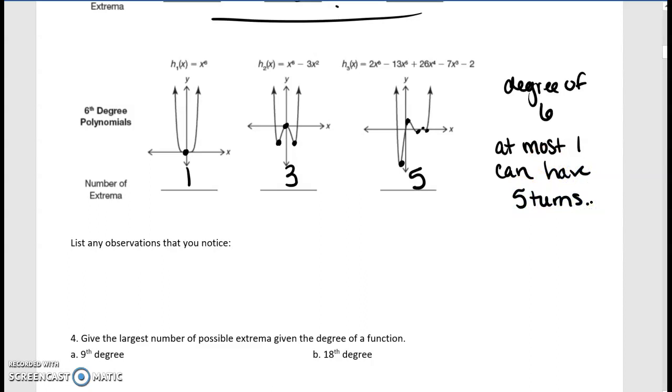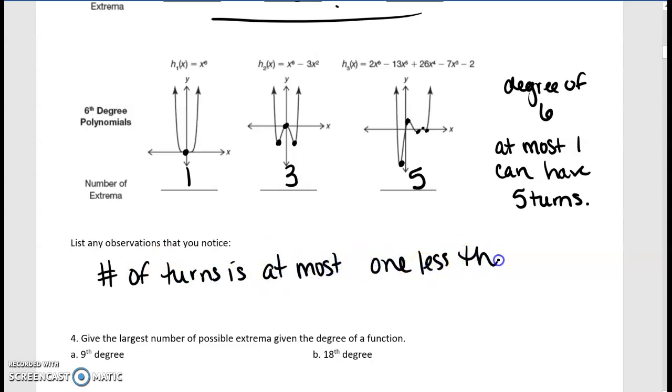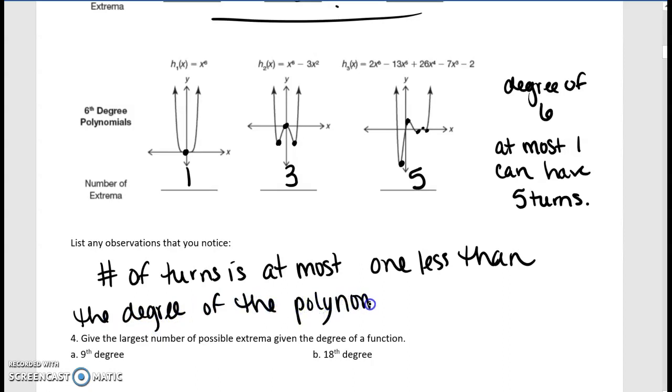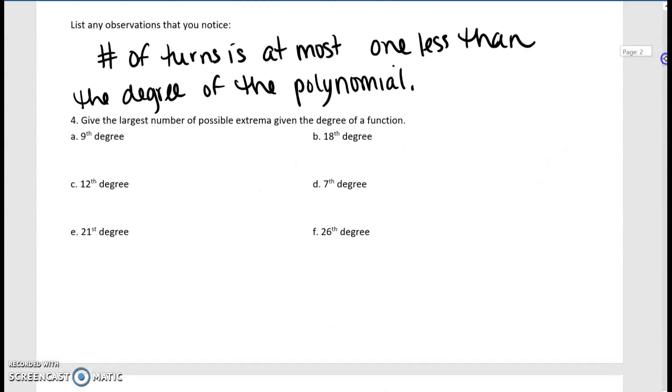Okay, so what we're noticing is the number of turns is at most 1 less than the degree of the polynomial. There's some other things we can notice too, but I'm going to leave those out for right now.